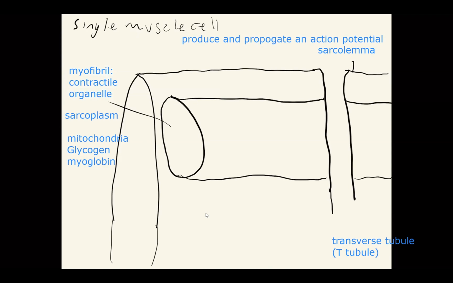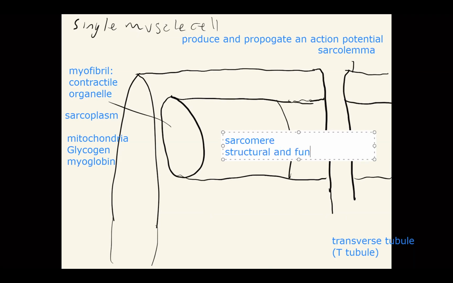These proteins are precisely arranged into a repetitive pattern of structures that are known as a sarcomere. I'll cheat and write it out. These sarcomeres, these are the structural and functional units.